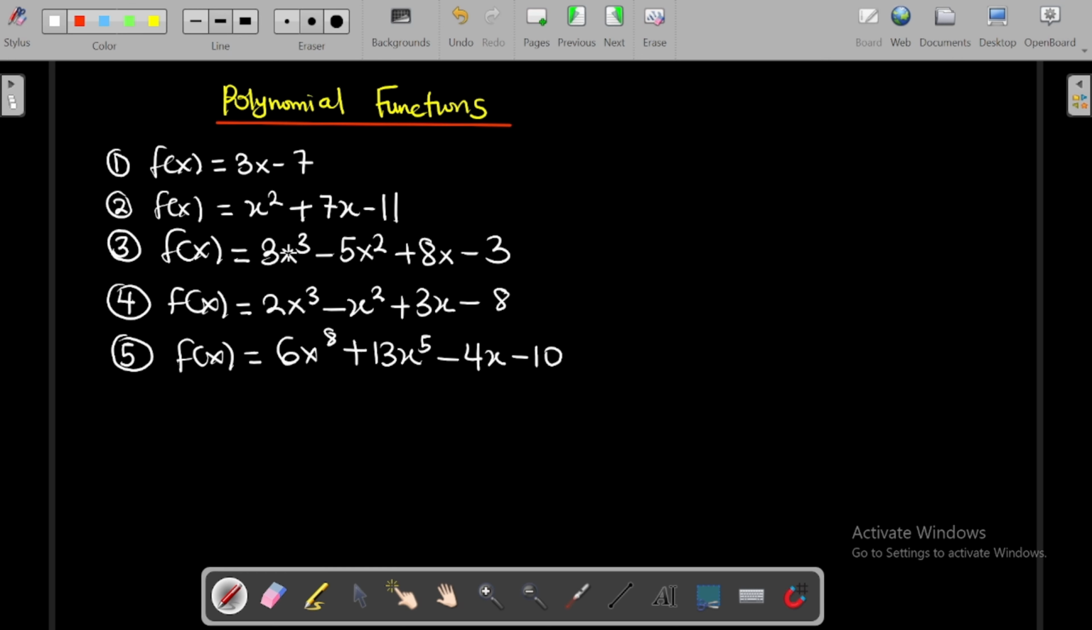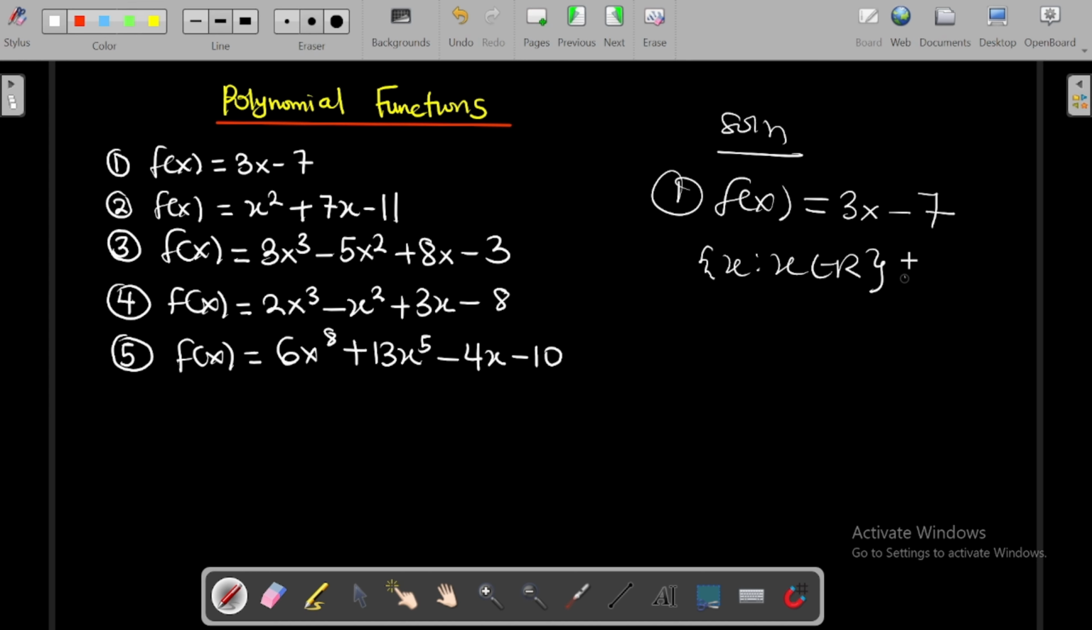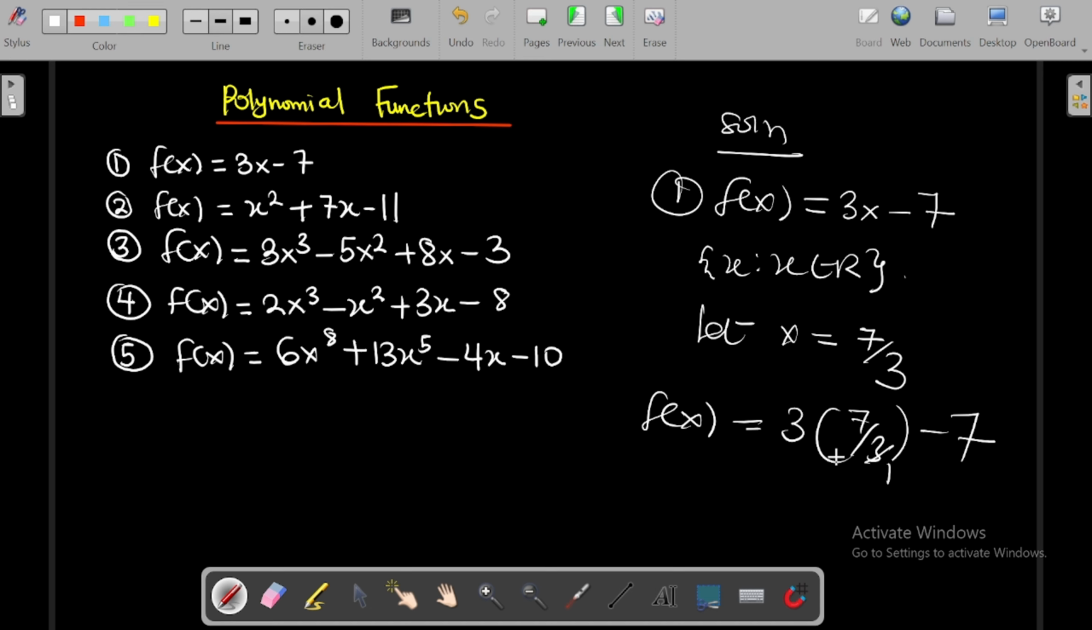So for all these examples, let's solve the first question. f of x is equal to 3x minus 7. The domain is x such that x is a member of all real numbers, since there's no particular value that when you put here, you get an undefined function. For example, let x be equal to 7 over 3. f of x will be equal to 3 times the bracket 7 over 3 minus 7. 3 cancels 3, and then you have 7 minus 7, which gives us 0. 0 is a real number. It's not undefined. So this is the domain of this particular function: x such that x is a member of all real numbers.